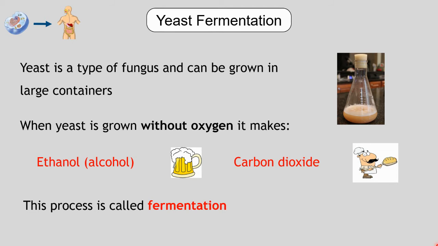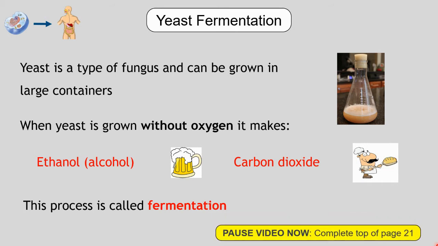That's the last microbe that we were looking at, the last microorganism, and it can be grown in large containers on a huge scale. And if yeast is grown without oxygen, then it goes through a process called fermentation. And this process of fermentation makes ethanol, which is a type of alcohol, the type of alcohol that people can drink. And it also produces carbon dioxide.